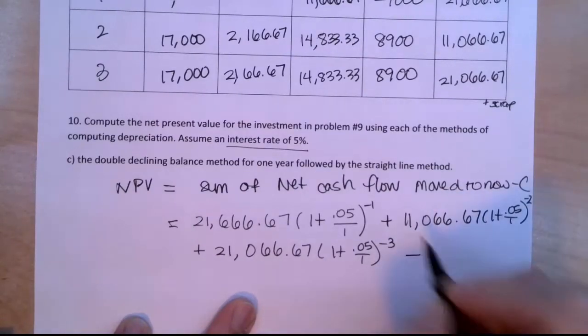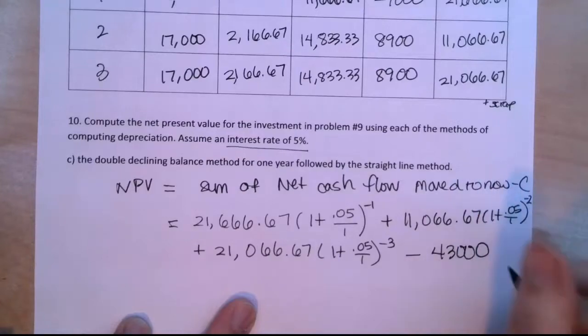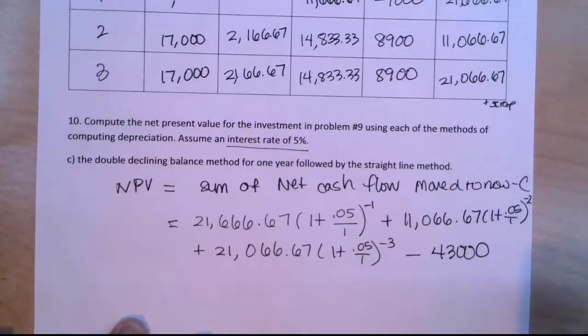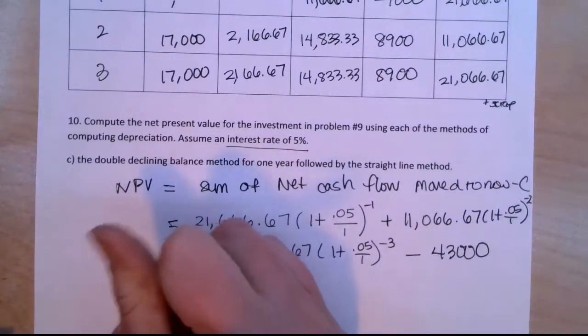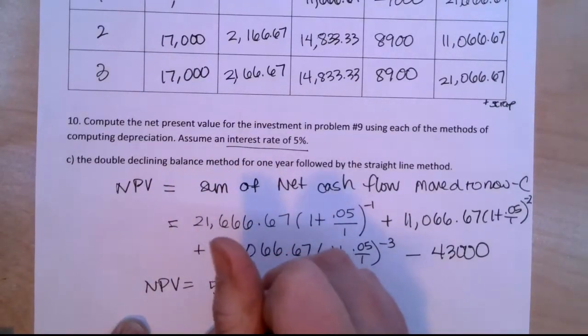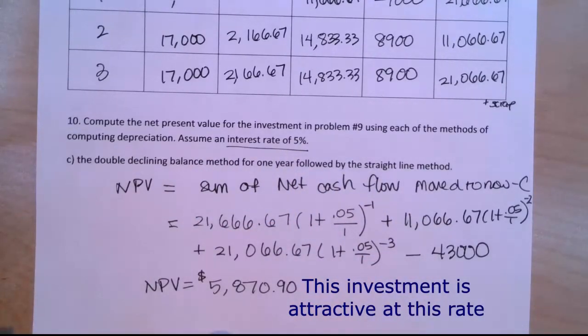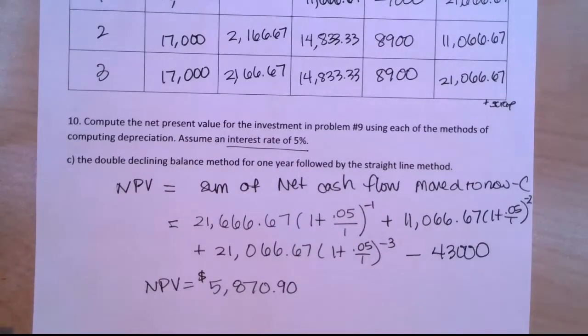Let's move back 3 years, and then we're going to subtract our cash value. And when we get that, our net present value we find to be 5,870.90, which again is very similar to the other ones because it's the same price. Okay, but it's going to be bigger. It is bigger than the others because there's more depreciation early in the life of the product.